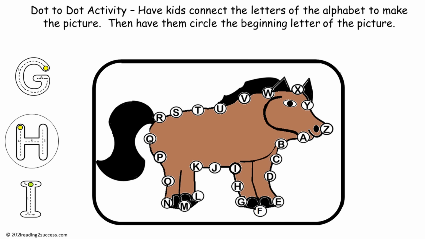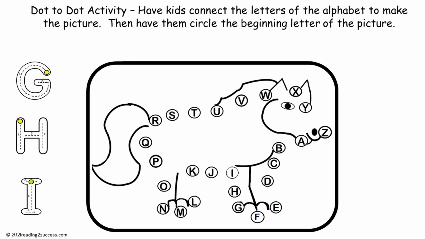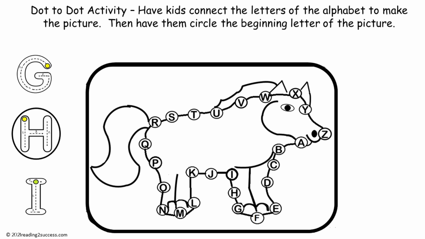Now have kids complete the dot-to-dot activity. Have kids connect the letters of the alphabet to make the picture. Then have them circle the beginning letter of the picture. This is the practice page that kids will begin with to connect the dots and then to circle the letter that the picture begins with. This is a completed example of connecting the dots and then circling the letter H for horse, and now kids are ready to color the picture.